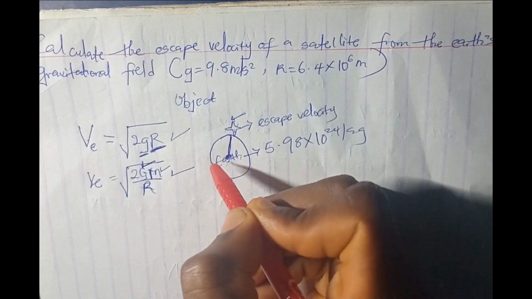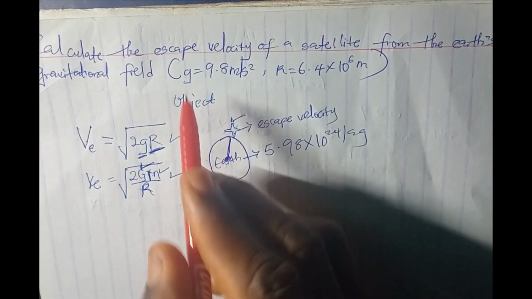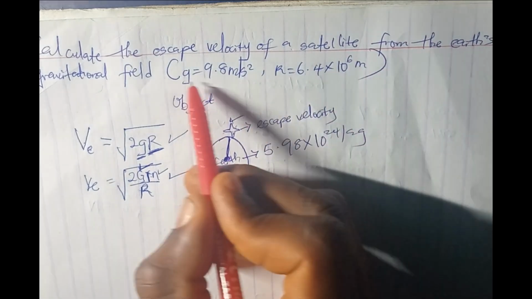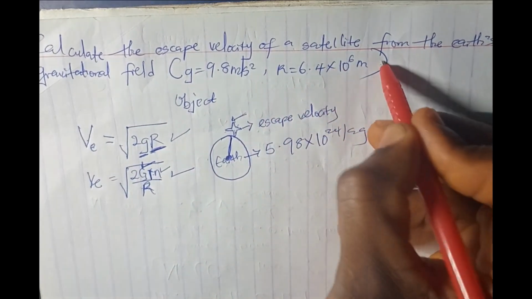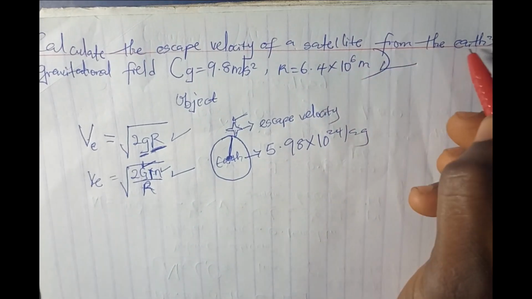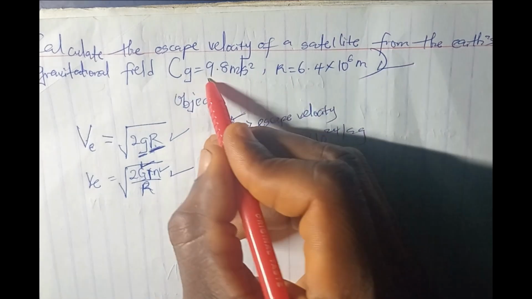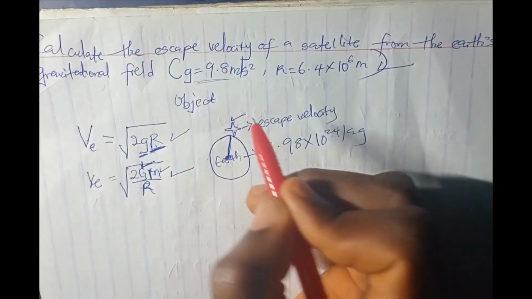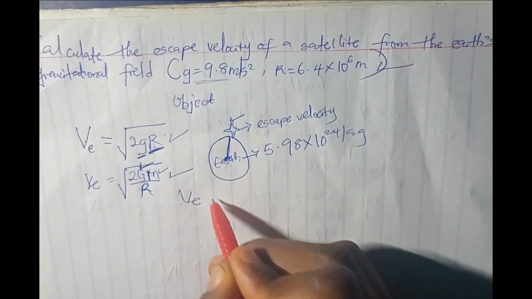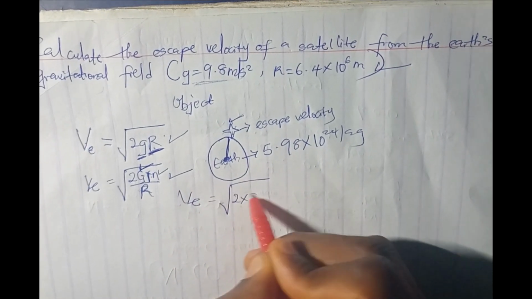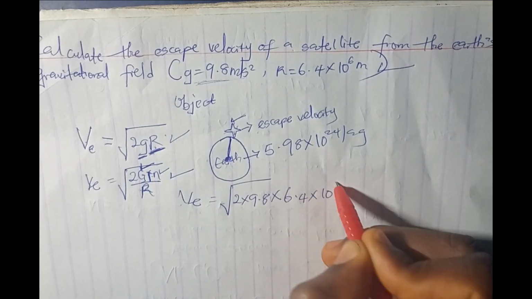So now I have to solve this question: calculate the escape velocity of a satellite from the Earth's gravitational field. Now, watch out. They gave me the radius of the Earth and the acceleration due to gravity on the Earth. So it means I'm going to use the first formula. So I have that VE is equal to the square root of 2 times 9.8 times 6.4 times 10 raised to power 6.